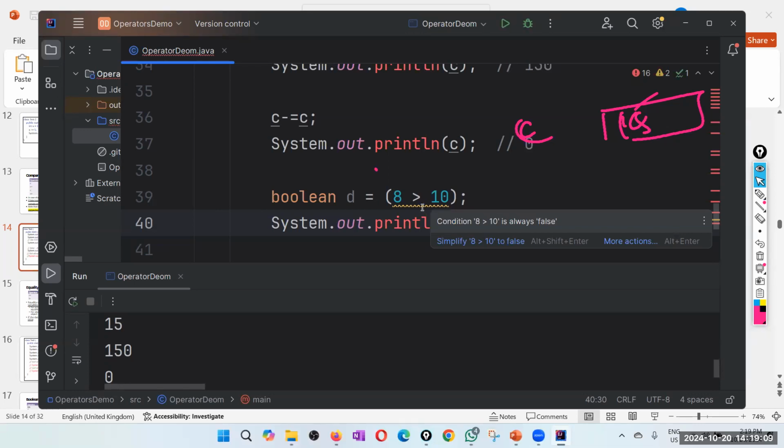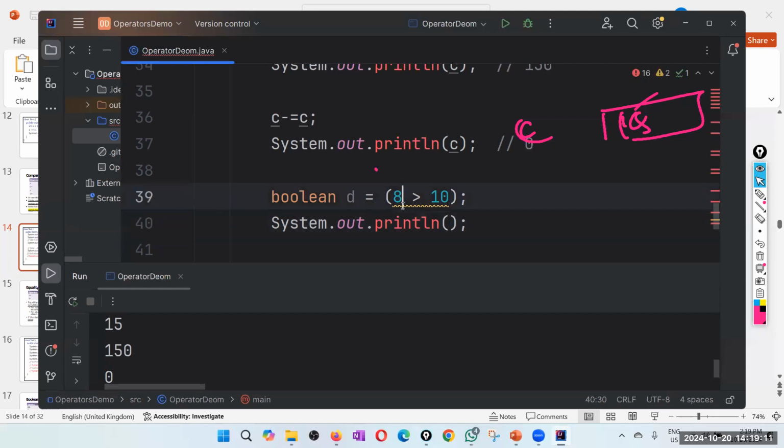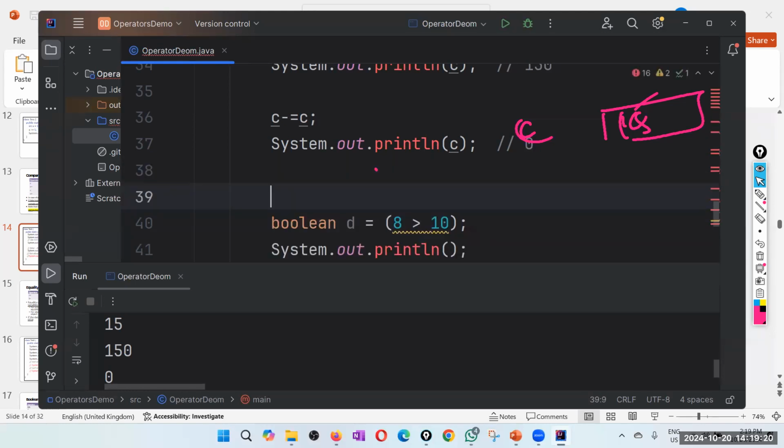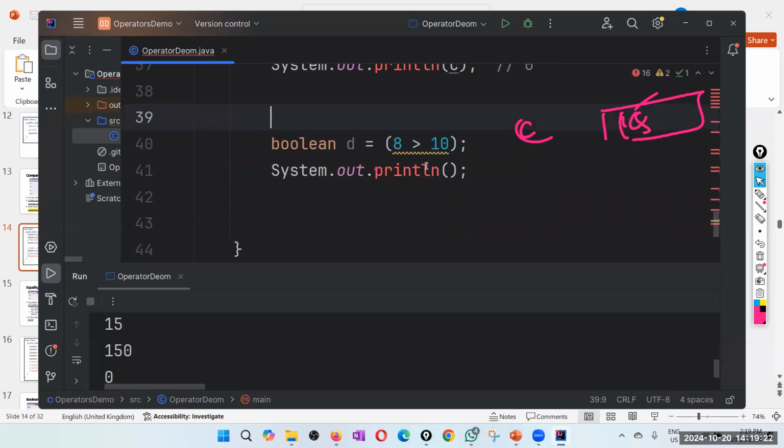It's always false. Okay. So it says that this is not necessary because 8 greater than 10 is always true. Okay. So therefore, let's do something like this. Because my IntelliJ says this is crazy because you know that it is not greater than 10. So therefore, I just pull the compiler because my Java is getting a little bit too smart.